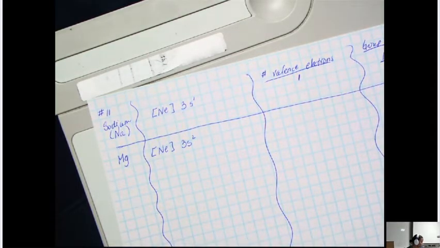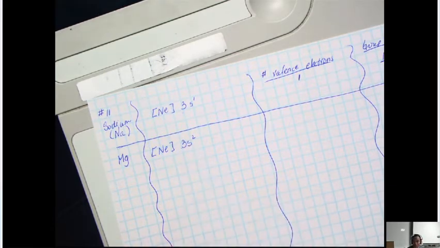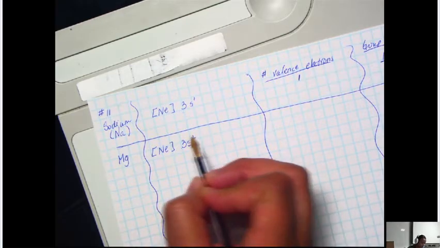So your valence electrons are again your outer shell electrons. We only have level 3, that's our outer shell. How many electrons do you see? So how many valence electrons does magnesium have? It has 2, 2 in its s orbital.